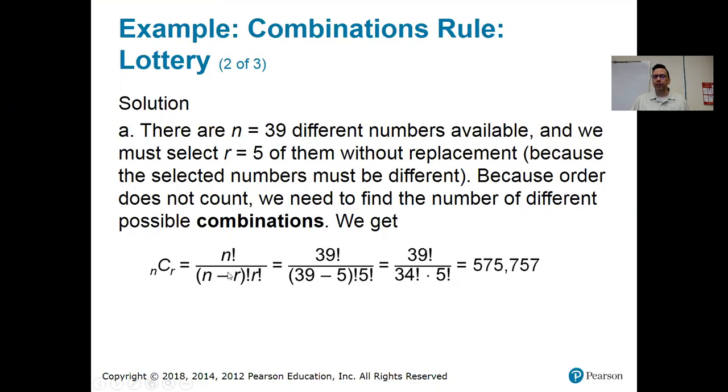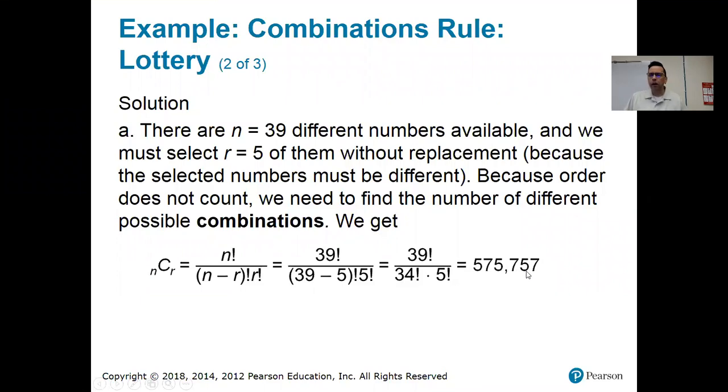I forgot to mention that the way that I read this expression is N choose R. Interestingly, there's nothing that I know of equivalent to that for permutations. I just read those as NPR. But I read this as N choose R. Okay, so that turns out to be 575,757. That's how many different possible tickets there are.